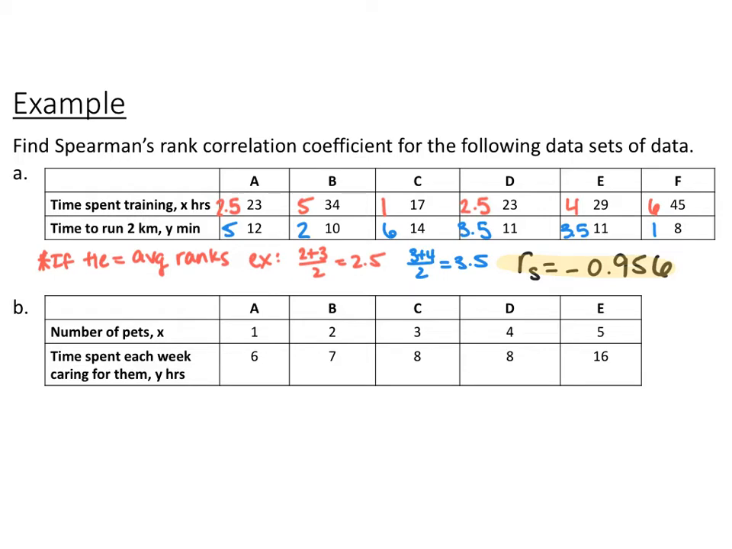So again, rank them, choose highest to lowest or lowest to highest. Either way, just make sure you're consistent with your x and y coordinates. So rank your x's, rank your y's, and then find the Spearman's rank correlation coefficient.